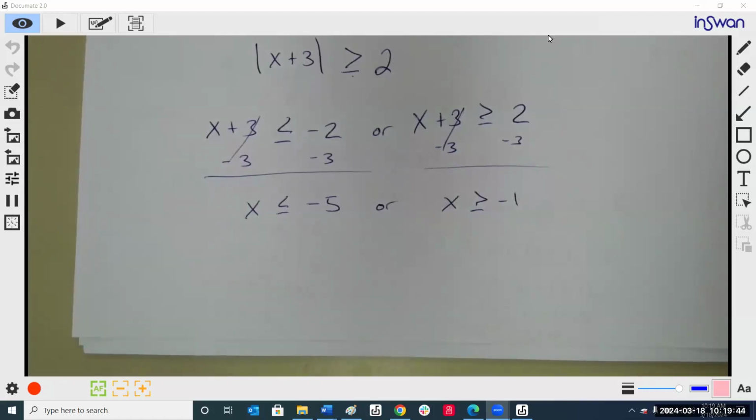And you treat them like you do the algebra equations. That's all there is to it. Any questions?